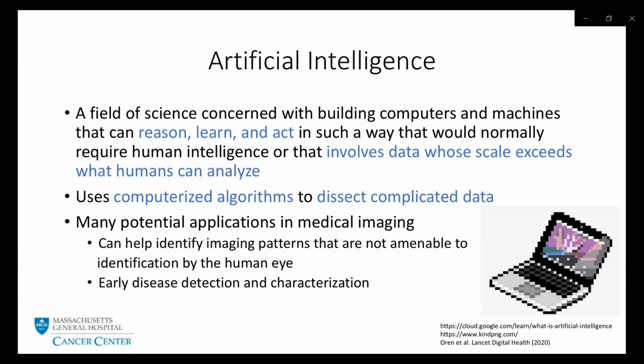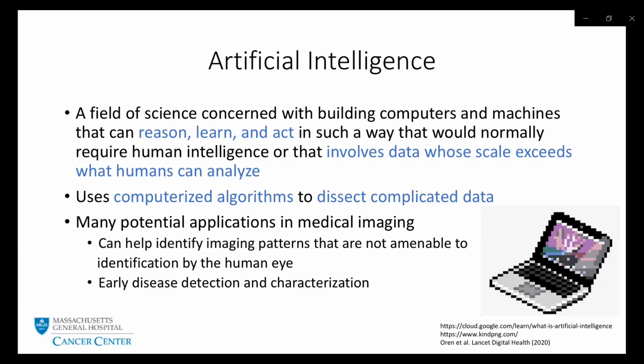Before I do that, however, I would like to briefly discuss what artificial intelligence actually is. AI is a field of science concerned with building computers and machines that can reason, learn, and act in such a way that would normally require human intelligence, or that involves data whose scale exceeds what humans can analyze. It uses computer algorithms to dissect complicated data.